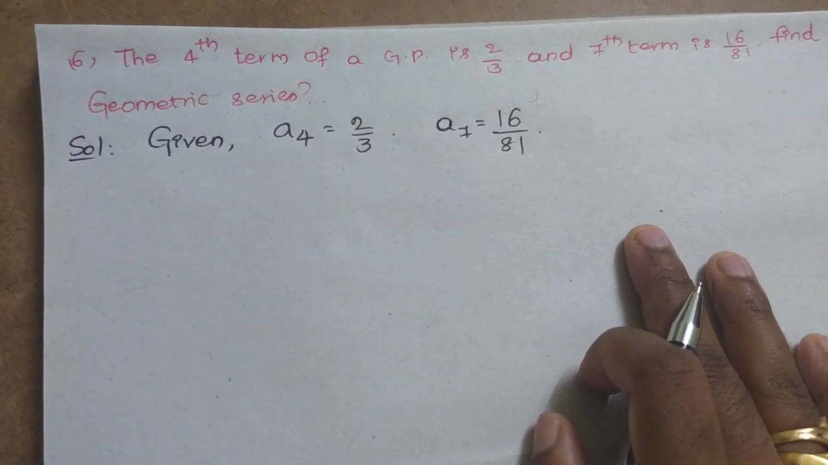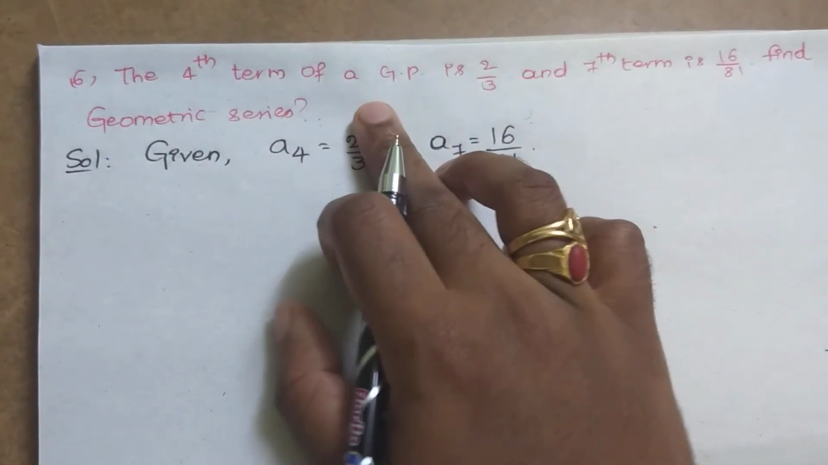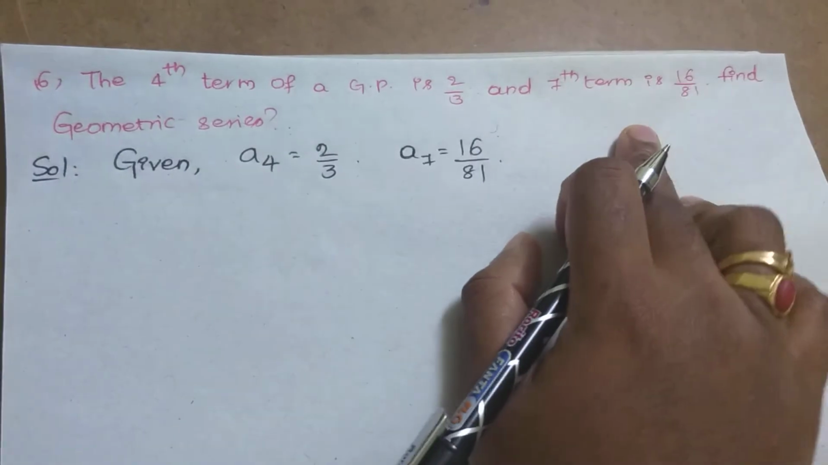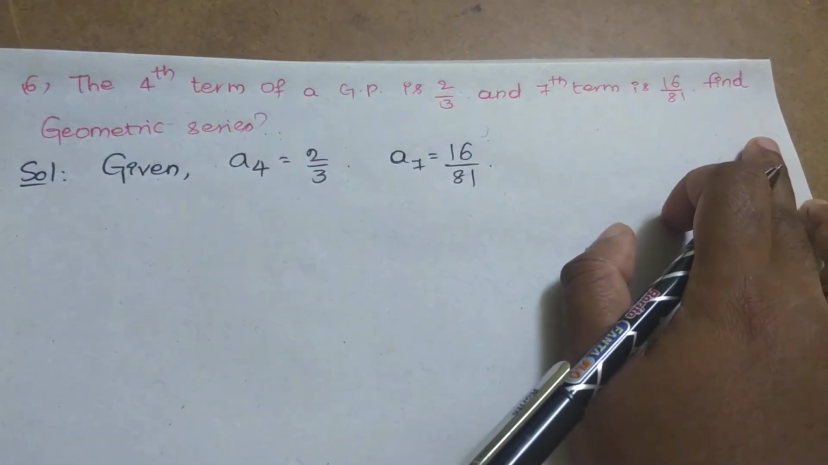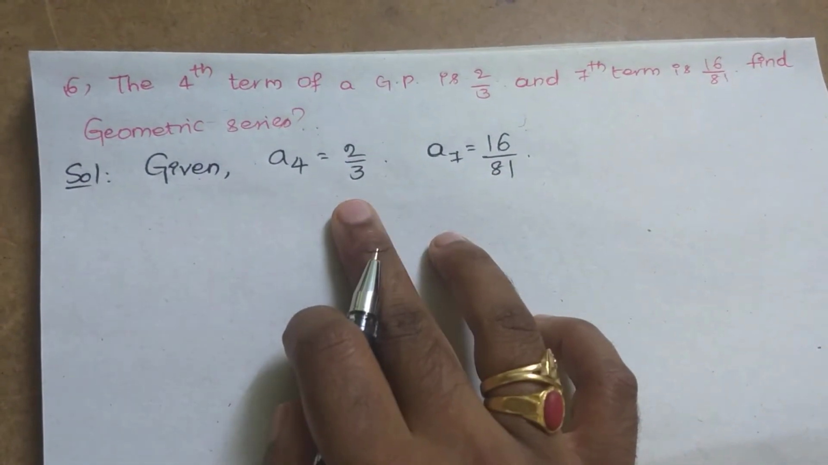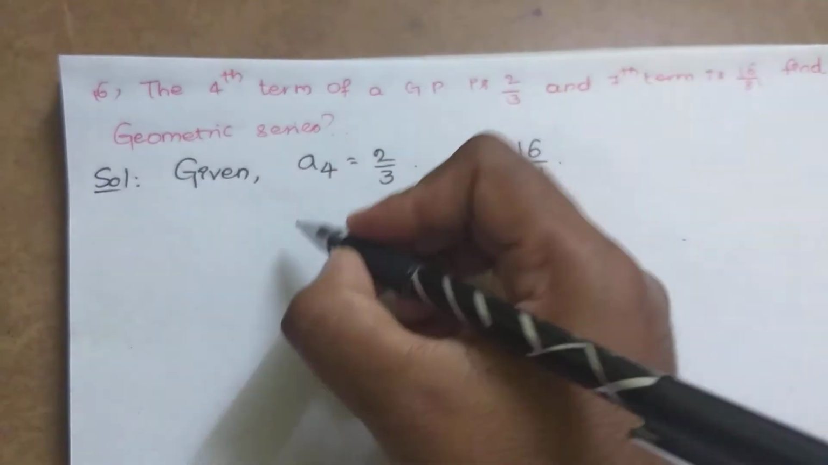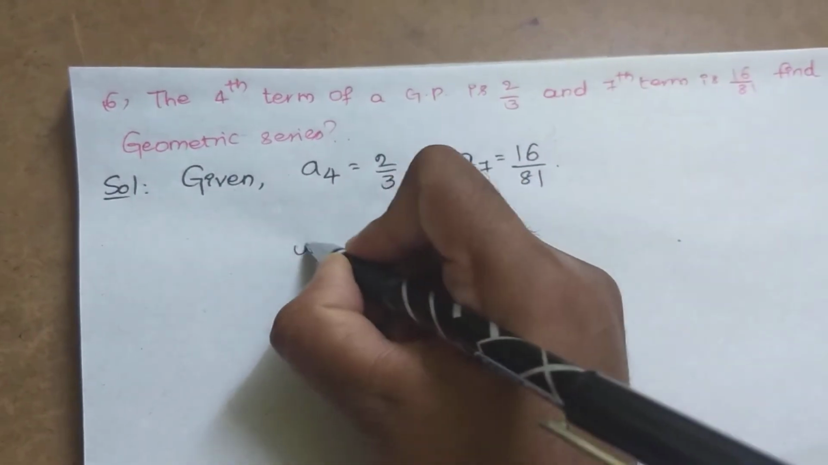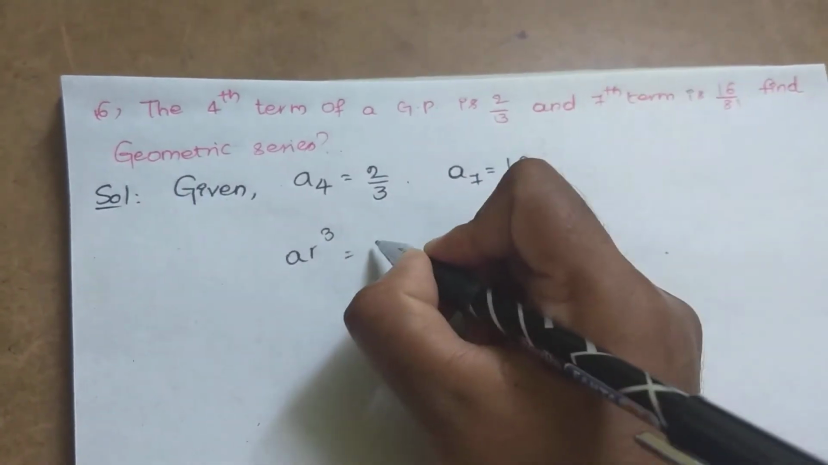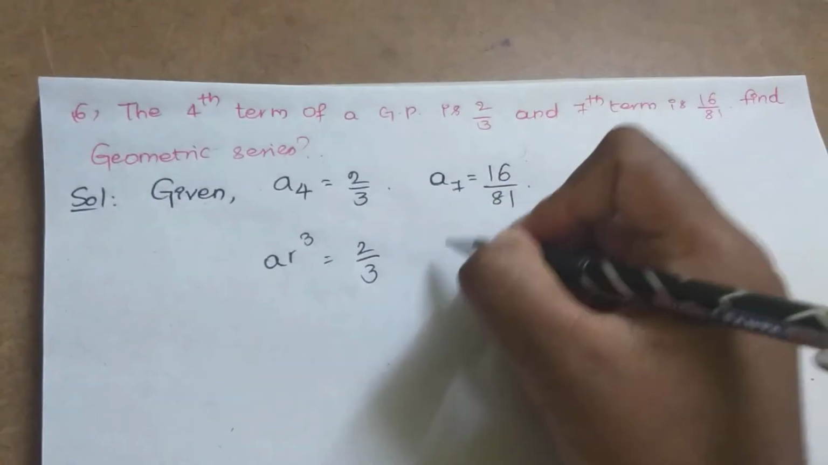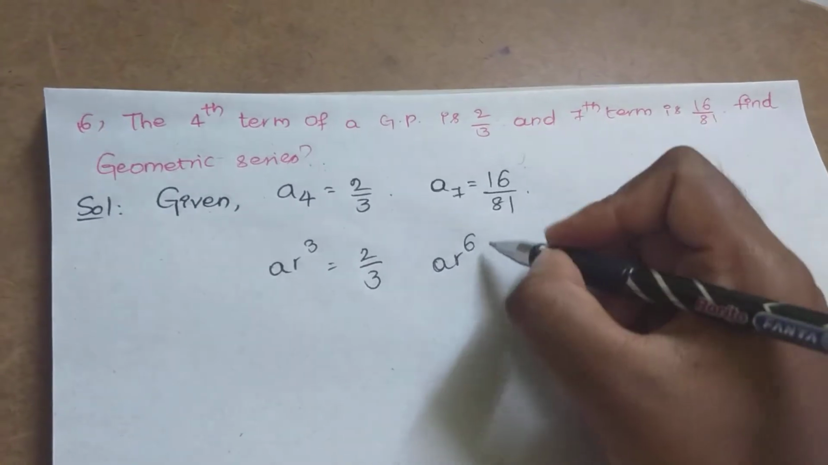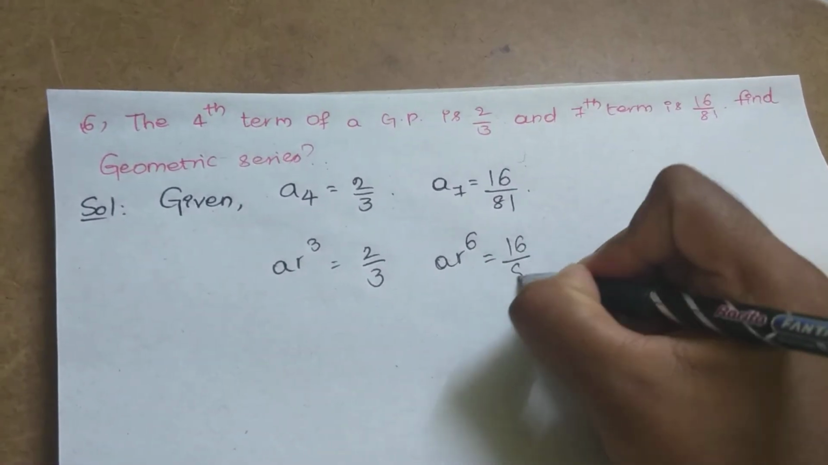Hello friends, let's solve question number 6 here. The fourth term of a geometric progression is 2 by 3 and the seventh term is 16 by 81. Find the geometric series. I have written whatever was given in the question, A4 and A7. Here A4 can be written as ar cube equals 2 by 3, and A7 can be written as ar power 6 equals 16 by 81.